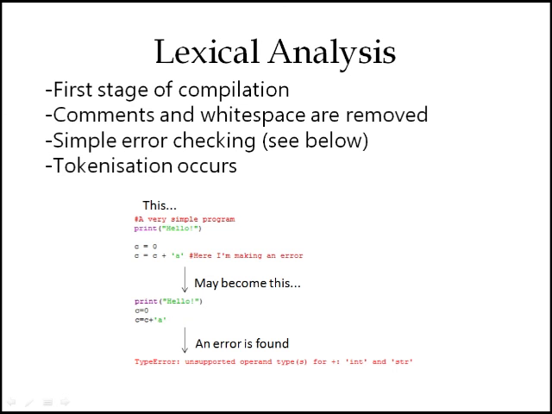Lexical analysis is the first stage of compilation. The translator takes a copy of the source code and manipulates it. The first thing it does is to remove comments and whitespace. The source code is replaced with binary tokens, and during this process, some simple errors can be found.